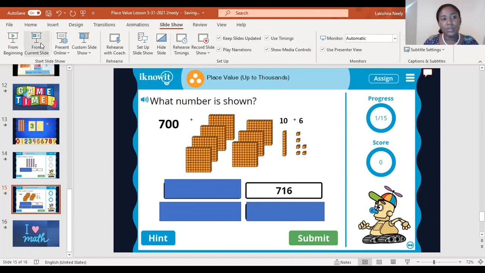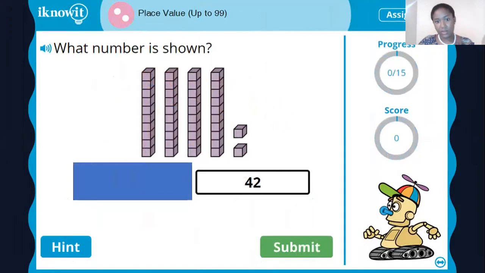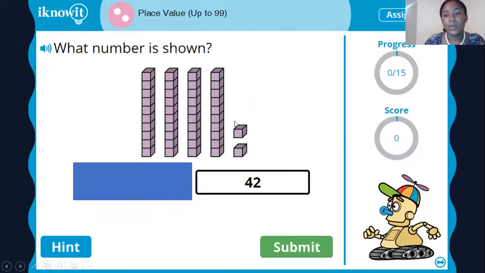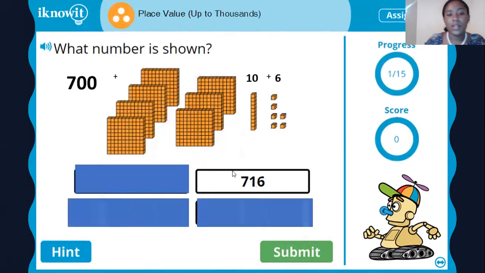Now we are going to go back to full screen so we see our answers. We had 3 tens blocks and 1 ones block. So we have the number 31 because we count 10, 20, 30, 1. Let's go back. This is the number 42 because we count tens blocks 10, 20, 30, 40, and ones blocks 1, 2. Let's go here. We have 700, 100, 200, 300, 400, 500, 600, 700. 700 plus 10 is 710, plus 6 is 716.